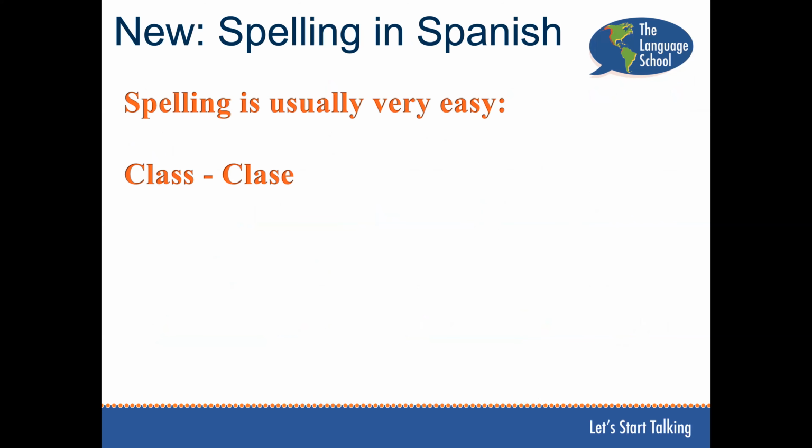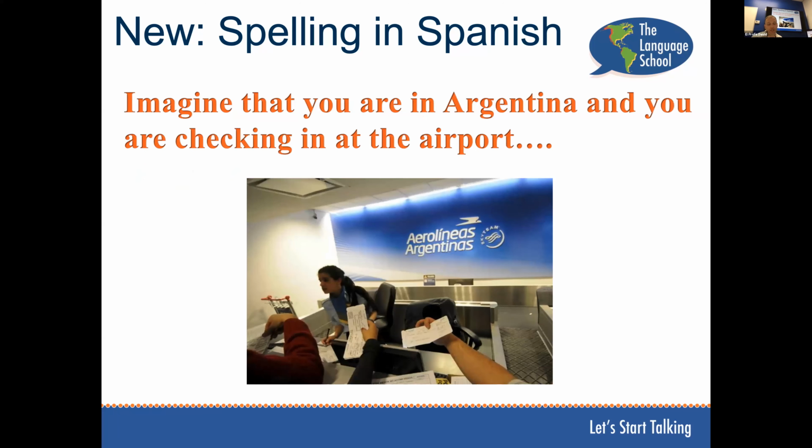Okay. The reason why we're learning the alphabet in Spanish is because you want to know how to spell in Spanish. The good news, Spanish is a phonetic language. So that means typically you spell things the way they sound. So to say class in Spanish, you say clase. And if the vowel sounds A, clase, you should know how to spell that. C-L-A-S-E, okay, clase.